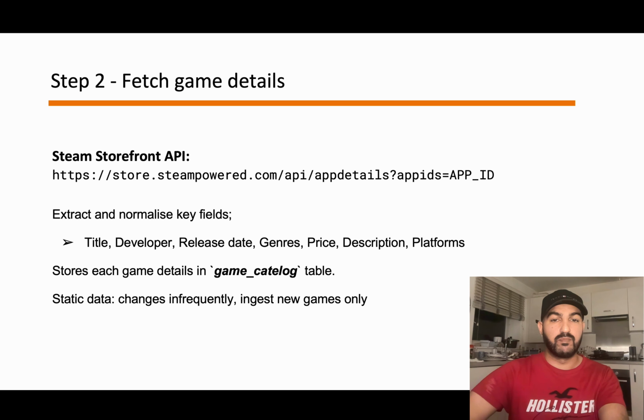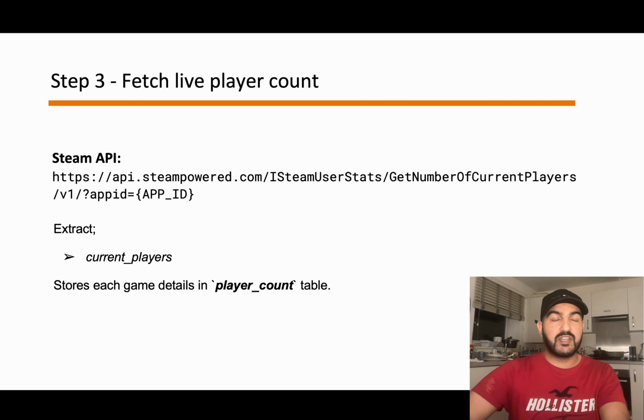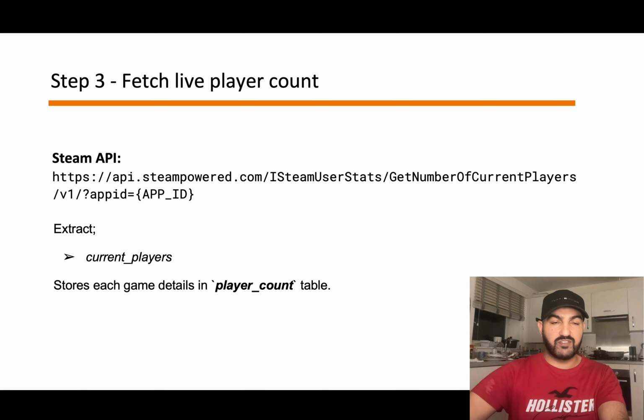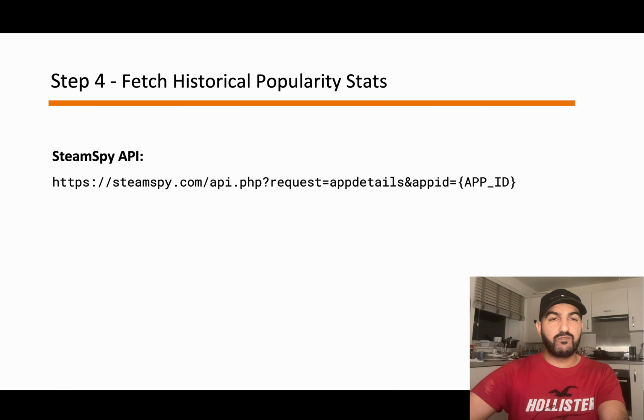API calls. Right, on the third step, we are going to fetch the live player counts for each of the games, for which we are going to use this Steam API call, GetNumberOfCurrentPlayers, by providing it the app ID. This returns the current players, and here is how the response looks. As you can see, we can get the player counts for this specific app ID, and finally storing it in the player counts table.